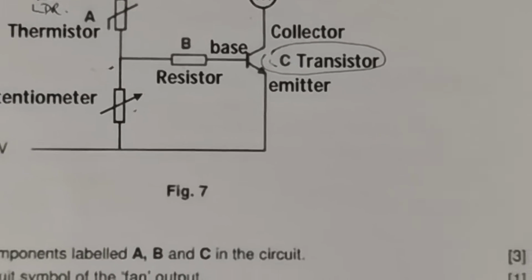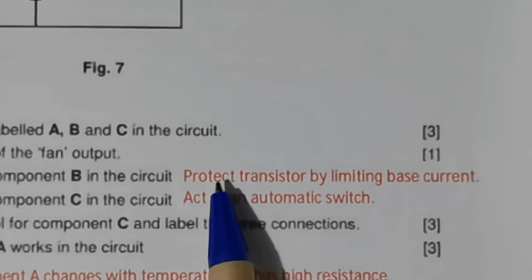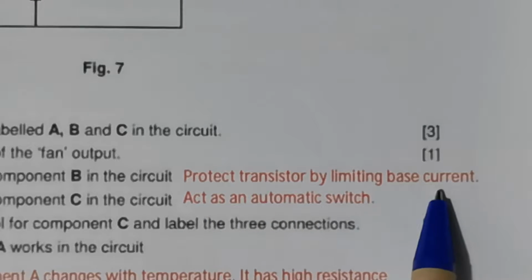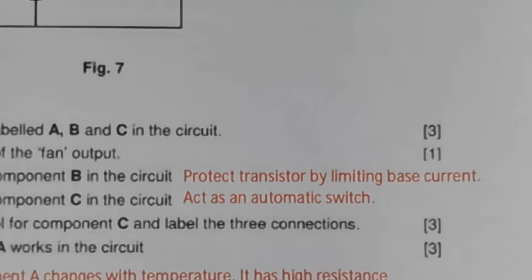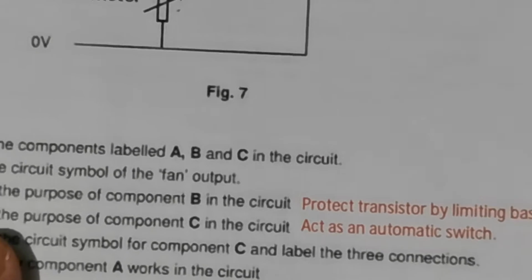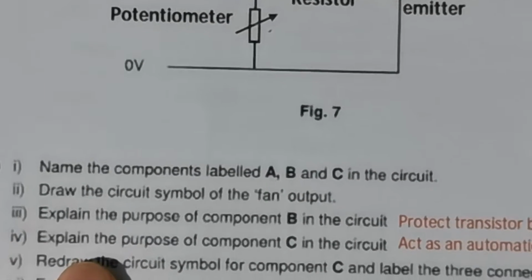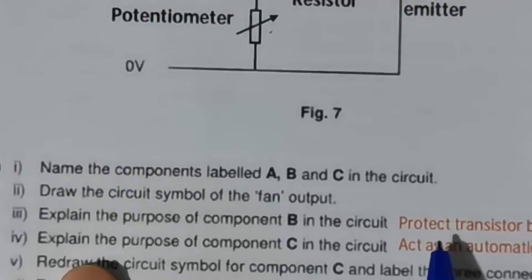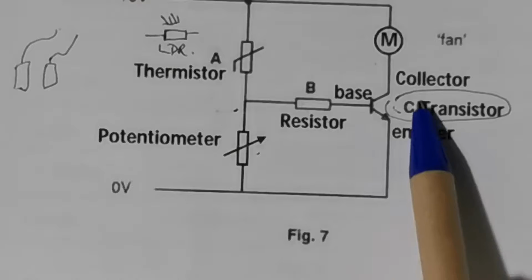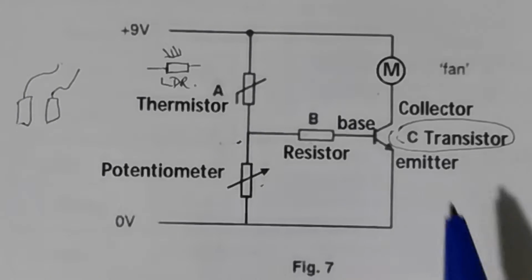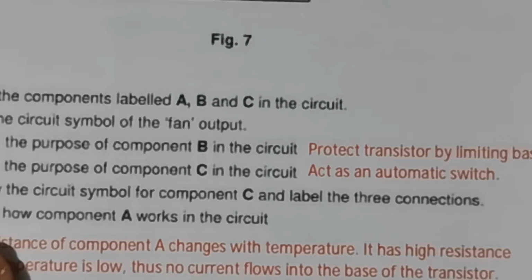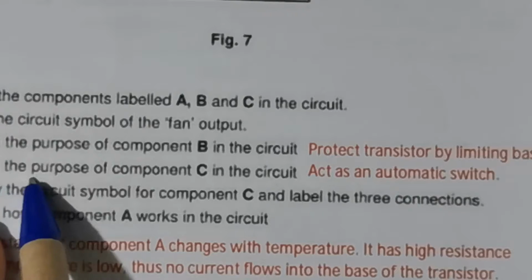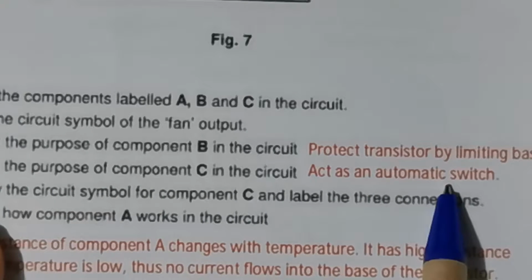So I write down here: protect the transistor by limiting the base current. I will send you this answer sheet, so you don't have to worry too much. Explain the purpose of component C in the circuit. I told you component C is a transistor. Of course, you already know the purpose of component C is to act as an automatic switch.